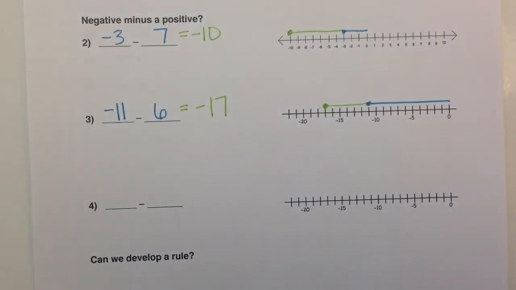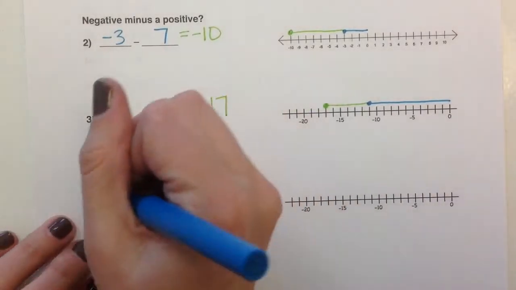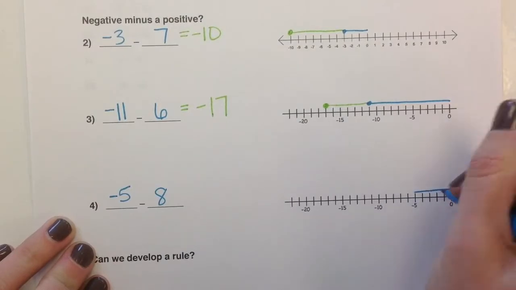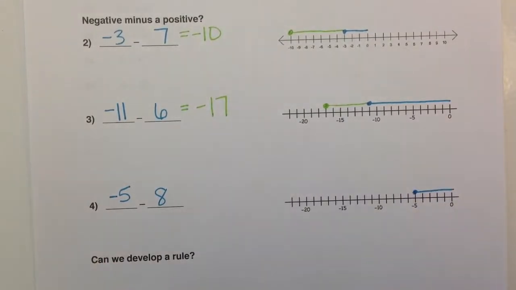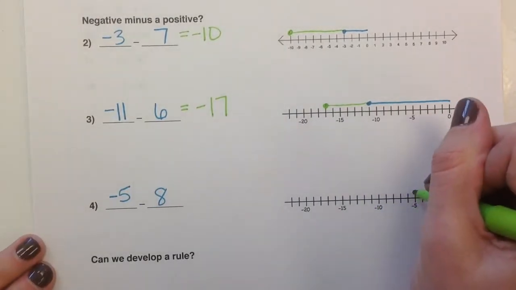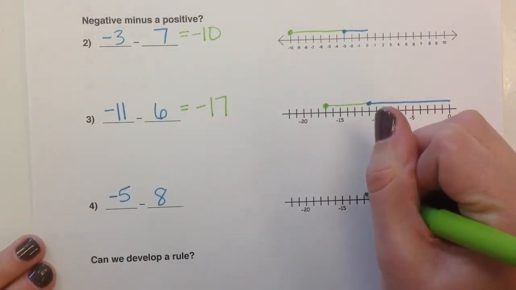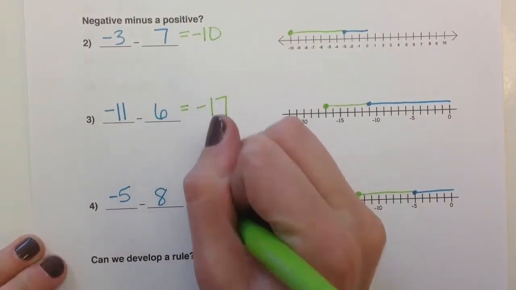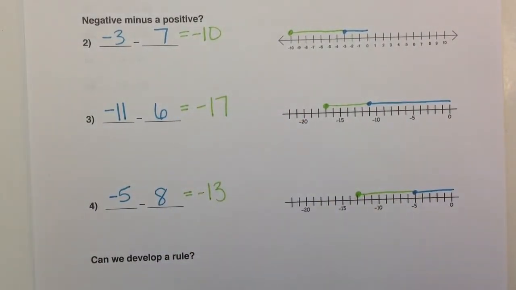And last one, negative 5 minus 8. I'm starting at negative 5. I'm subtracting a positive. When I subtract a positive, I go to the left, 8, which is going to land me at negative 13.